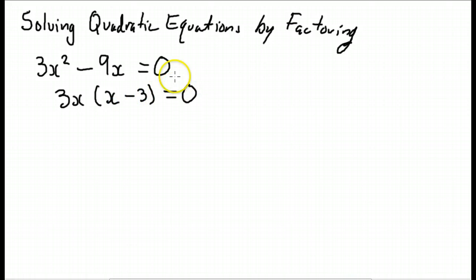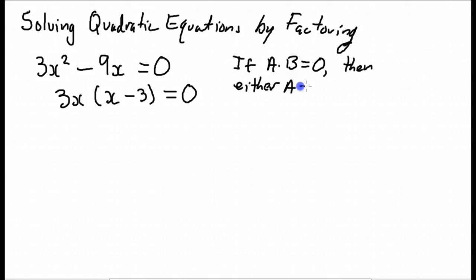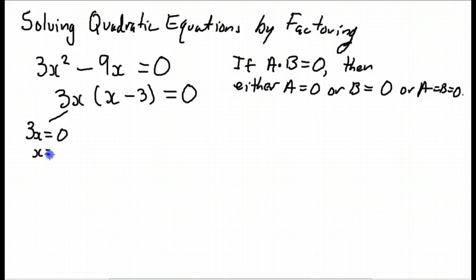Now solving by factoring involves something called the zero product principle, which says that if a times b is equal to 0, if the product of two things is equal to 0, then either a is equal to 0 or b is equal to 0, or both a and b are equal to 0. In other words, if we're multiplying two things together and we're getting 0, then one of them has to be a 0. So in this case, solving this means that either 3x is equal to 0, divide both sides by 3, we get x equals 0, or x minus 3 is equal to 0, add 3. And this is just linear, right? Like we did in the last one, so x is equal to 3.